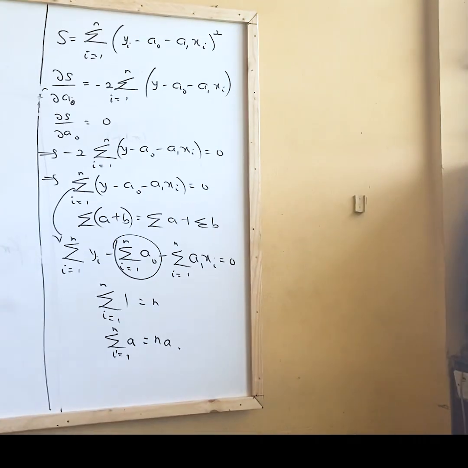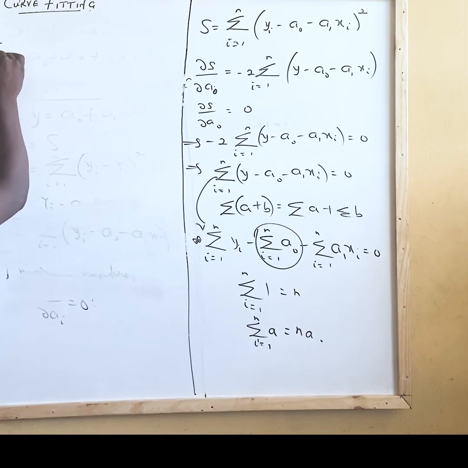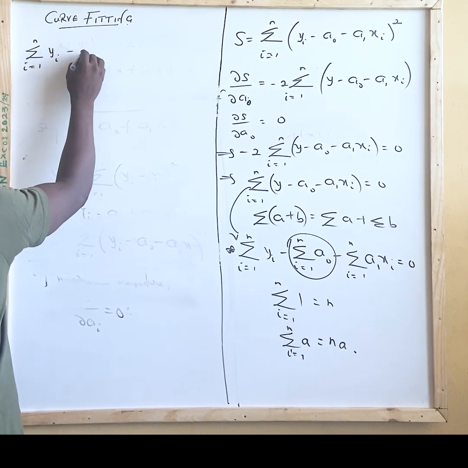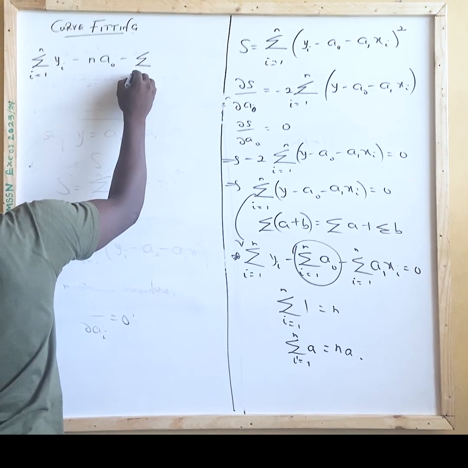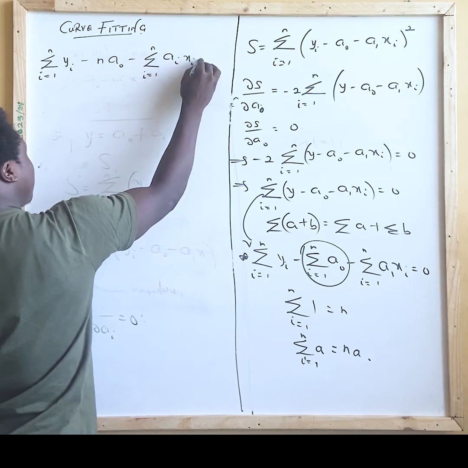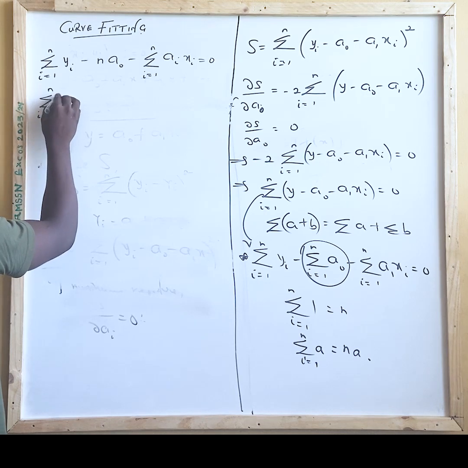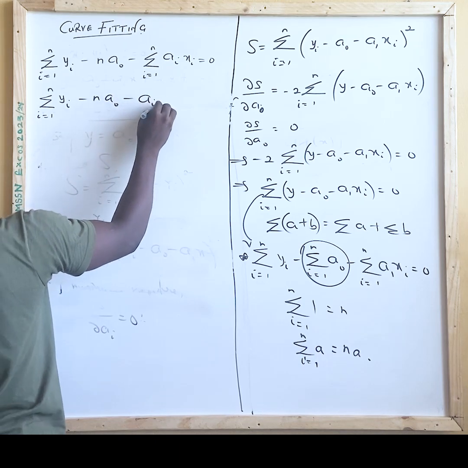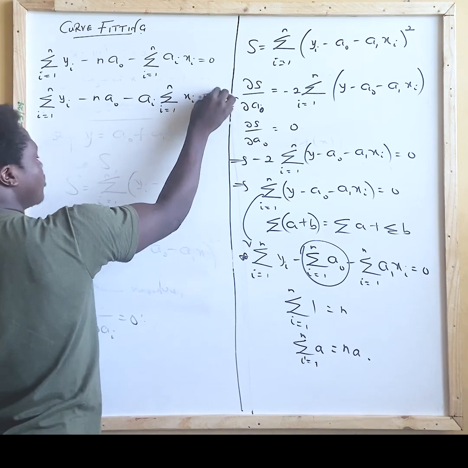So if that is clear, we can have this line from here to give us summation i from 1 to n yi minus n a naught minus summation i from 1 to n a1 xi equal to 0. In fact, we can say this is the same thing as summation i from 1 to n yi minus n a naught minus a1 summation i from 1 to n xi, which is 0.